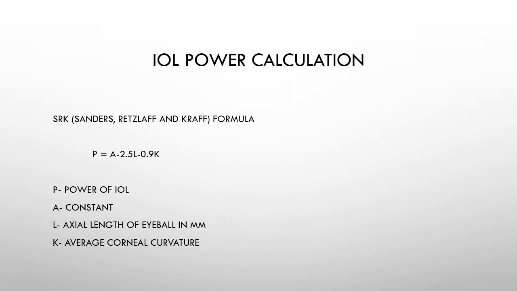The SRK formula is P equals A minus 2.5 L minus 0.9 K, where P is the power of the lens, A is the constant which depends on the intraocular lens material and on the companies which make that intraocular lens. L is the axial length of the eyeball in millimeters, and K is the average corneal curvature. So when you put these values in the formula, P equals A minus 2.5 L minus 0.9 K, you get the intraocular lens power which is to be implanted in the eye.